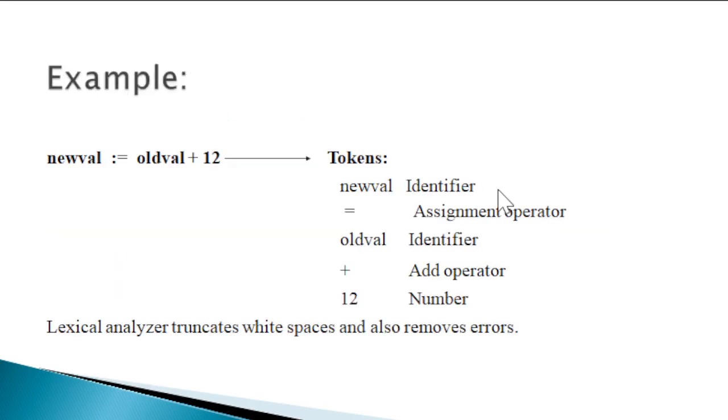Next, let us consider an example: new value equal to old value plus 12. This is a statement in a high-level language. This is the input of the lexical analyzer. The lexical analyzer converts it into a sequence of tokens. The output of the lexical analyzer is this. New value is an identifier, equal to is an assignment operator, old value is also an identifier, plus is an add operator, 12 is a number. Like that, all variables are converted into tokens, and the white spaces and comment lines are also removed.